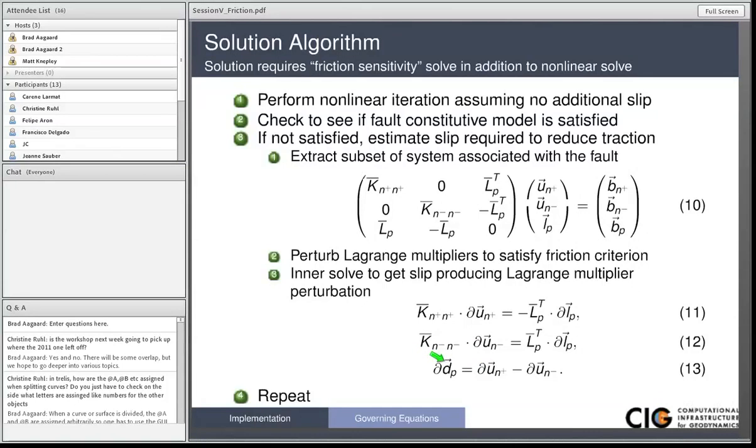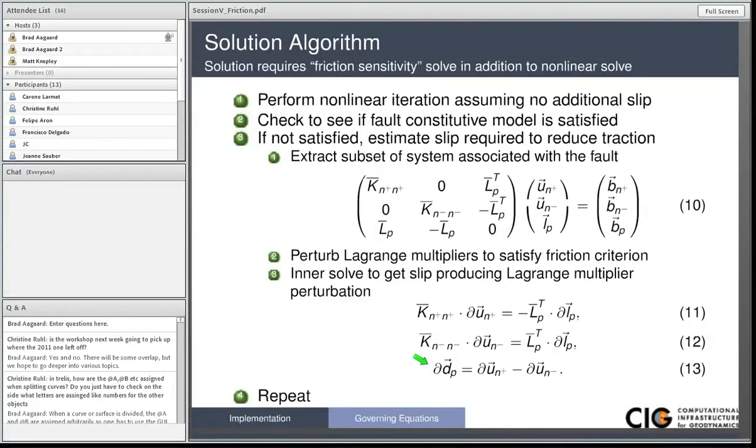And so we solve, first we solve this linear system for the positive side of the fault, then we solve this linear system for the other side of the fault, and then we can compute our perturbation in the slip vector that will give us an estimate of how much slip is required to match our fault constitutive equation. And so once we have that estimate, then we will repeat the process.